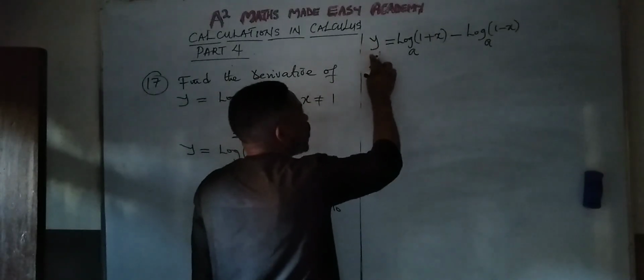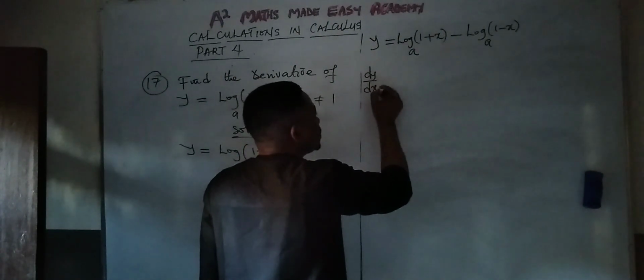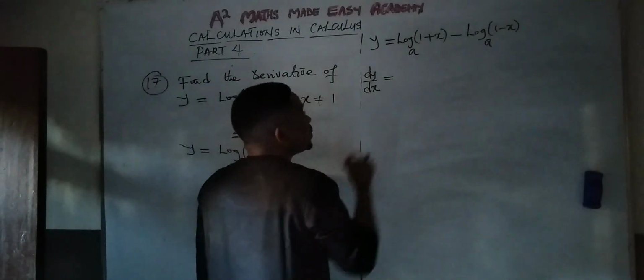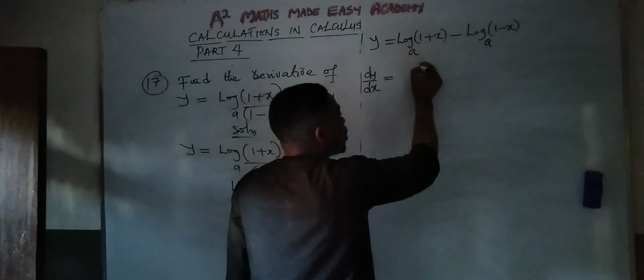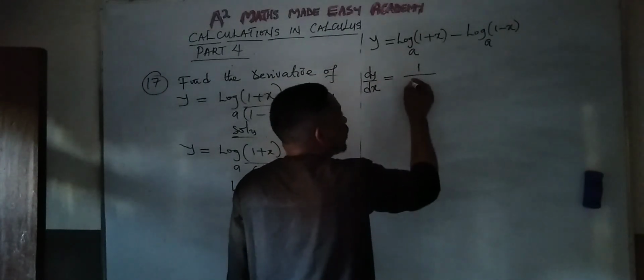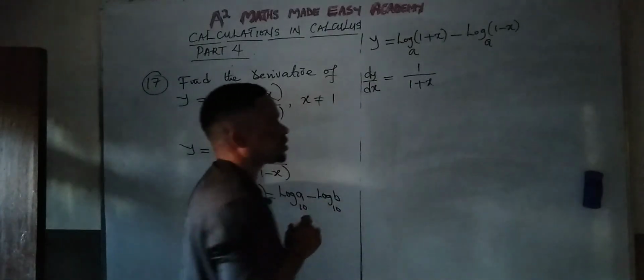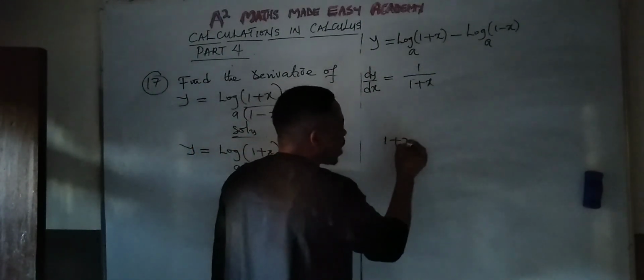If you differentiate y with respect to x, it will give you dy all over dx, then equal to. Now this is a natural law. I told you that natural law, if you are differentiating it, always say 1 over the value. 1 over the value. What's the value? 1 plus x. That's the first thing. The next thing is to differentiate the value, and the value is 1 plus x.